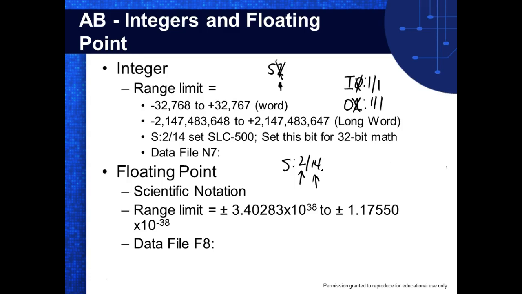But what you have to remember is that if you set that bit, every address you specify is automatically going to grab the next address. So I can't use N7:0 and store a 32-bit number there and then store my next number in N7:1. If you're going to use 32-bit math, you have to remember that every answer is going to occupy 2 addresses. Do you understand that?